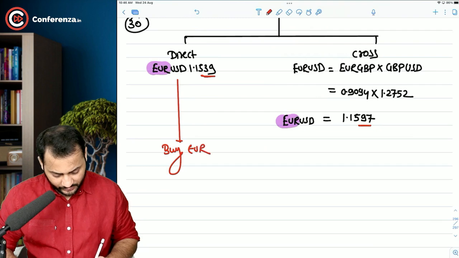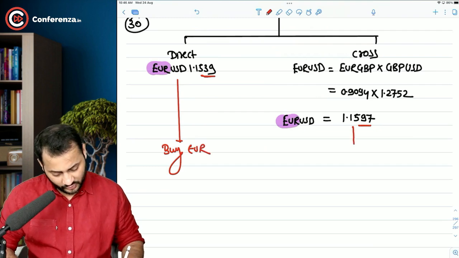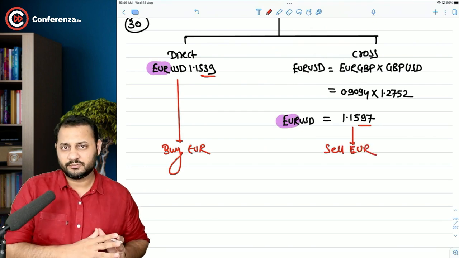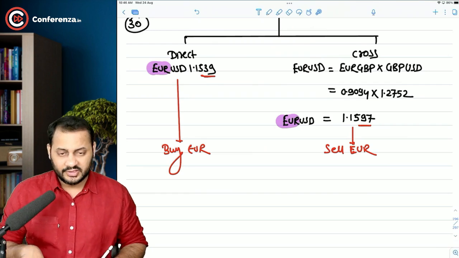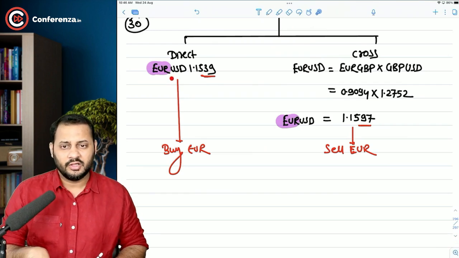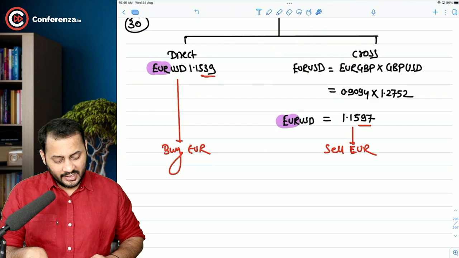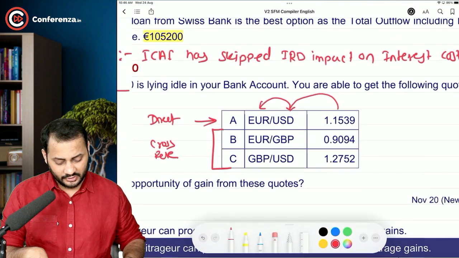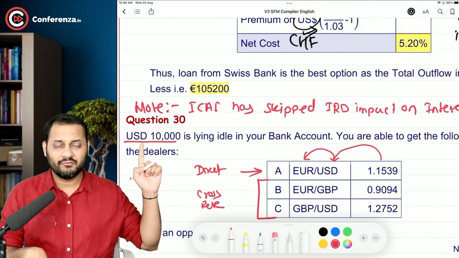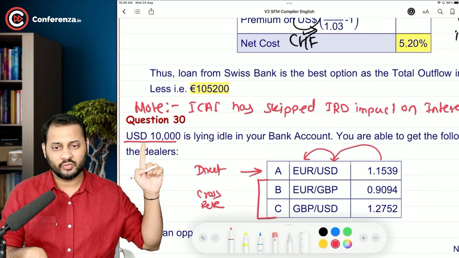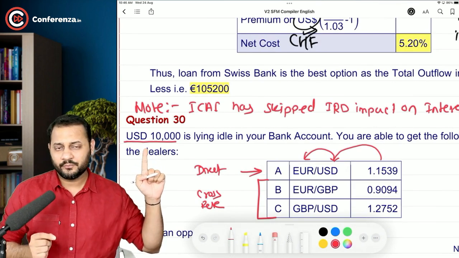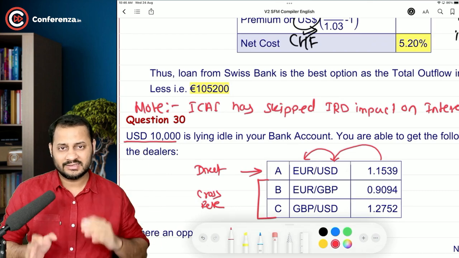Buy euro in this market automatically means sell euro at whatever rate in the cross market. Do you understand this situation? First part is to calculate the direct rate of euro per USD. And why I took USD in my calculation: because I knew that I have dollars lying in the bank account. So I have to keep one quote which includes dollar as it is.